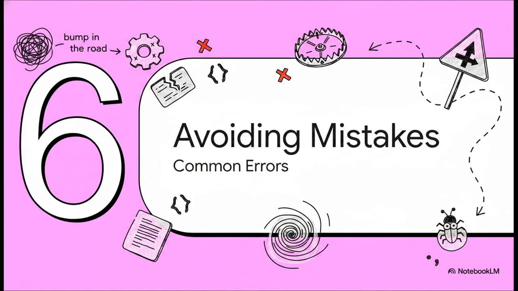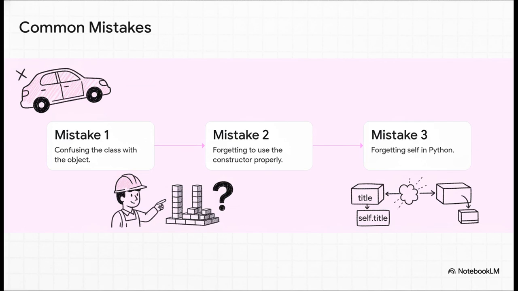Finally, Section 6, Avoiding Common Coding Mistakes. These 3 mistakes are basically rites of passage for new coders, so let's get ahead of them. Mistake 1, confusing the class with the object. Remember, you can't drive a blueprint. You have to instantiate the class into an object first. Mistake 2, forgetting to use the constructor properly. If you create an object but forget to pass it the initial values it expects, your program is likely going to crash because the object is starting its life missing critical data.